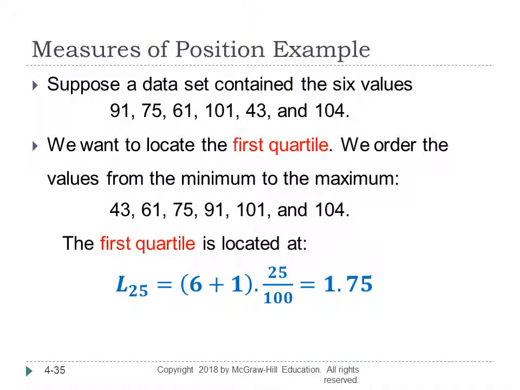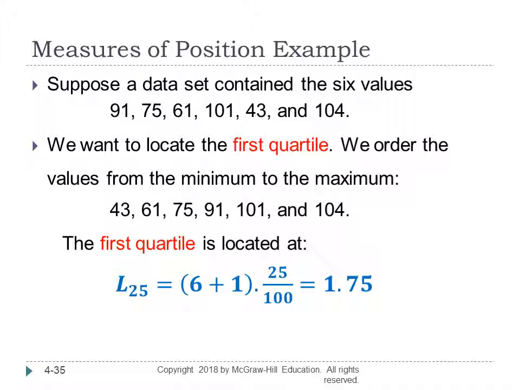Okay, in the previous example, the locations we came up with were whole numbers, so it was easy to locate the position. But with the formula that we use, sometimes we end up with a number that's not a whole number, a fraction. Let's see how we can handle that. Here is a set of data that has 6 values. We would like to locate the first quartile, Q1.